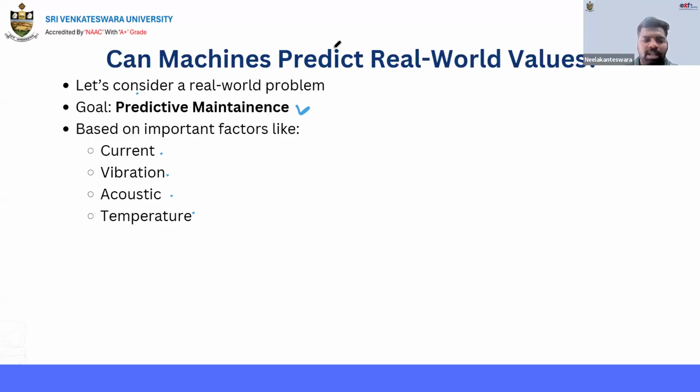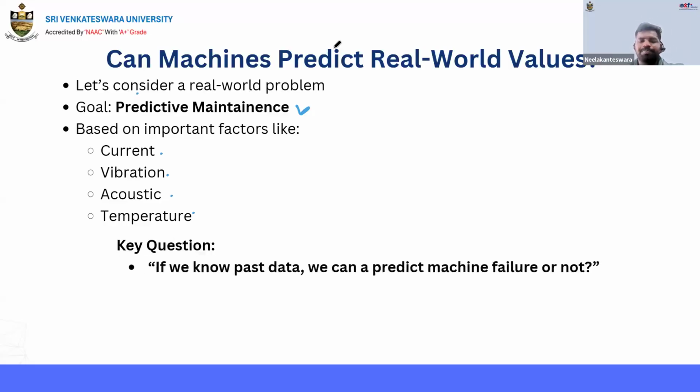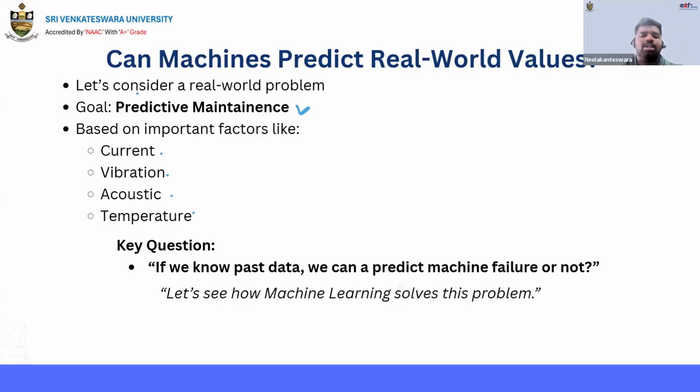Here I'm considering current, vibration, acoustic, and temperature, and by considering these things we are going to predict. The main question is: if we know the past data, can we predict machine failure or not? Is it possible or not? Up to now we discussed theoretically, and now we try to answer this question. Let's see how machine learning solves this problem.